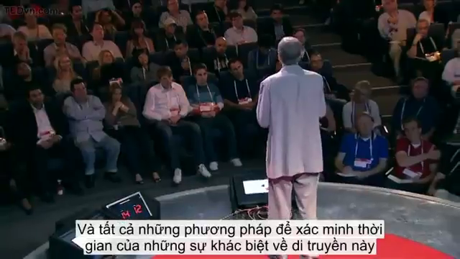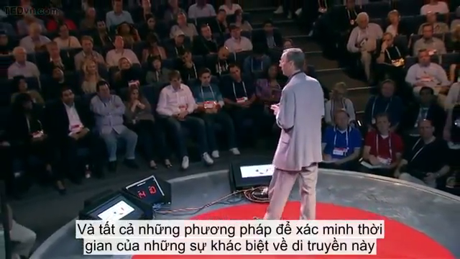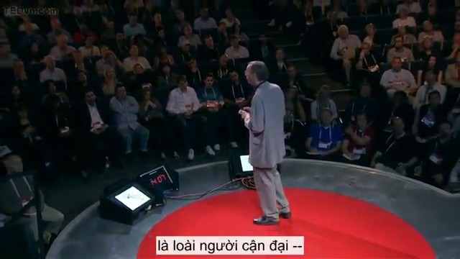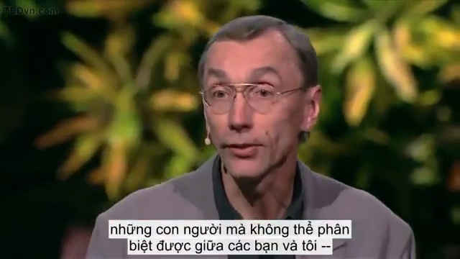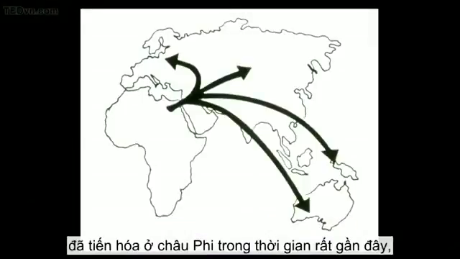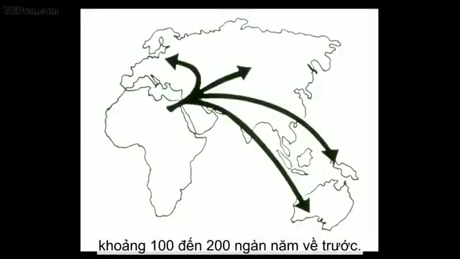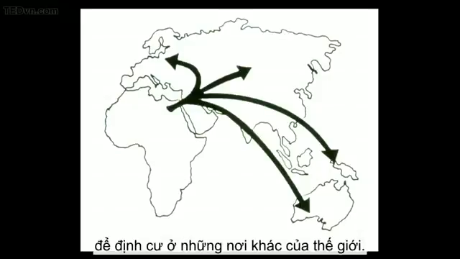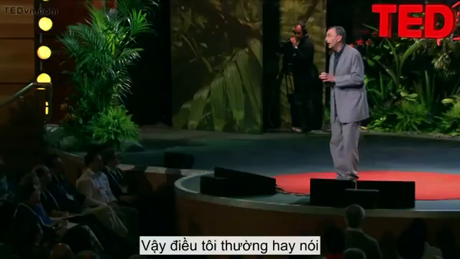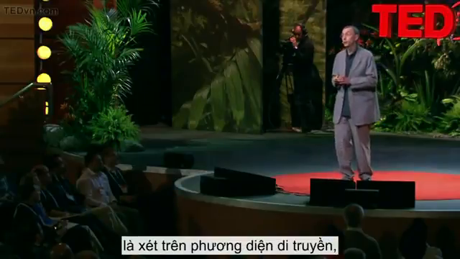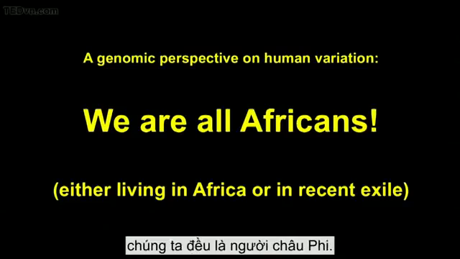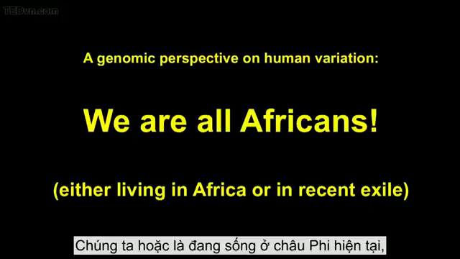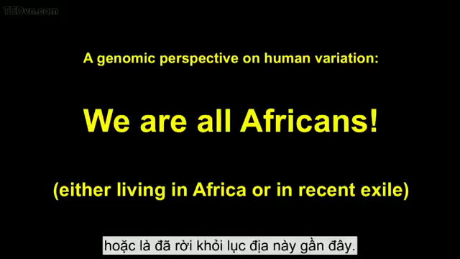And together with then methods to date these genetic differences, this has led to the insight that modern humans that are essentially indistinguishable from you and me, evolved in Africa quite recently, between 100 and 200,000 years ago, and later, between 100 and 50,000 years ago or so, went out of Africa to colonize the rest of the world. So what I often like to say is that from a genomic perspective then, we are all Africans. We either live inside Africa today or in quite recent exile.